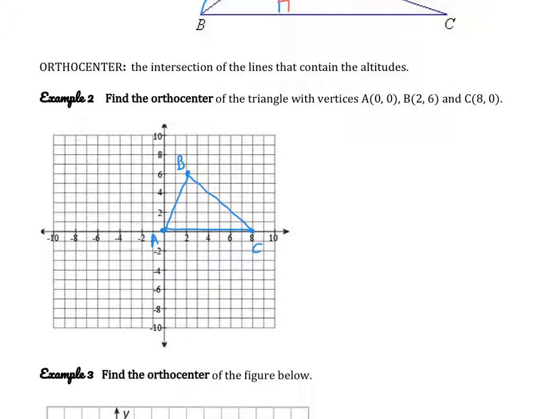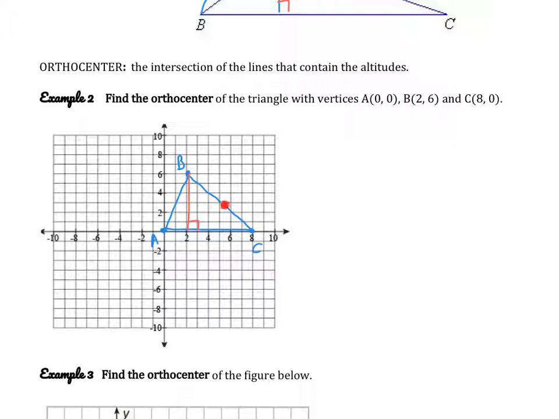Okay, so to make an orthocenter, we need to draw at least 2 altitudes to see where they cross. So let's start with the altitude from angle B, because I noticed that opposite of angle B is a horizontal line. And it's really easy to draw a line perpendicular to a horizontal. It's just perfectly vertical. So it would look like this. So here's the altitude from angle B.